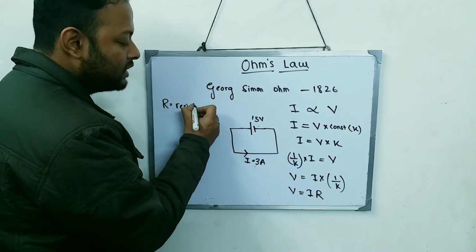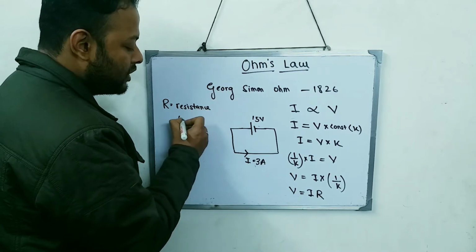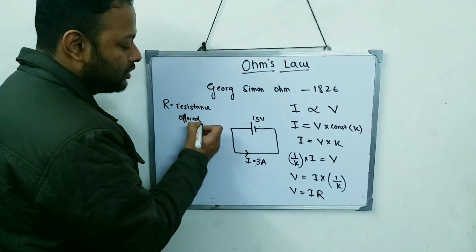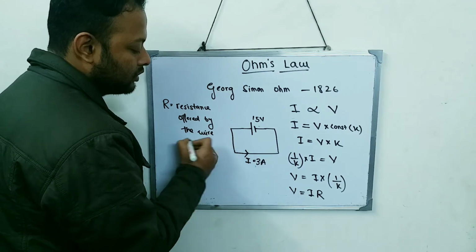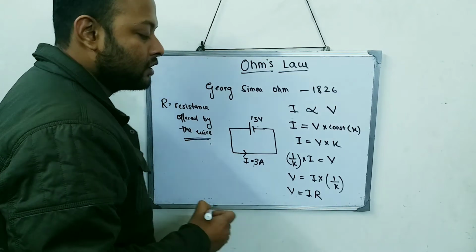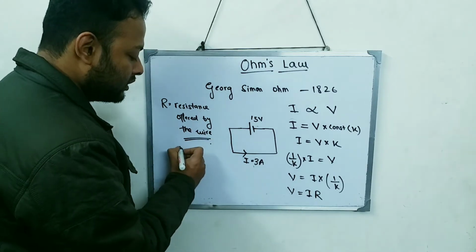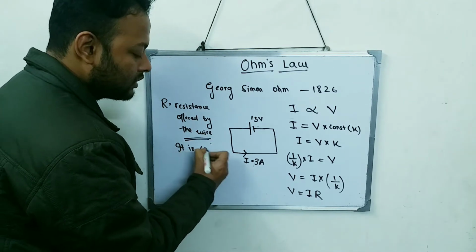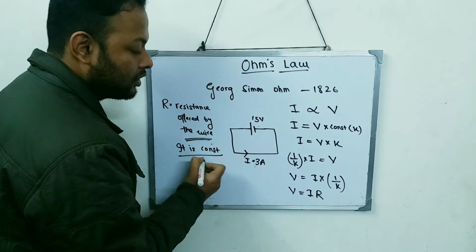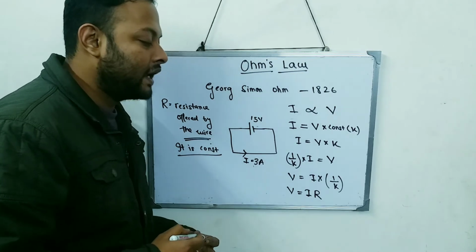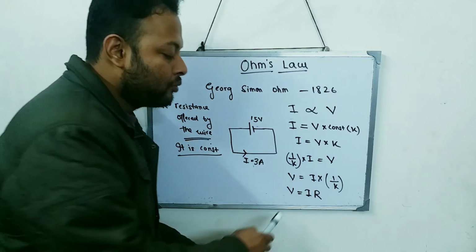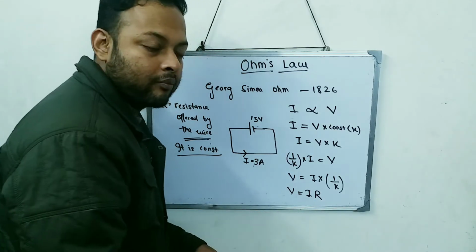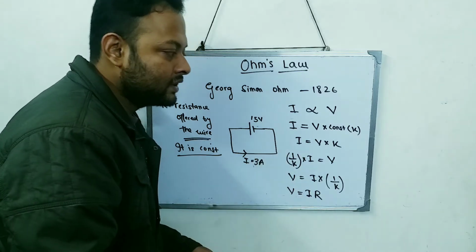So this R is the resistance offered by the wire, and it is also a constant quantity. So V is equal to IR. That is how he derived a relationship between potential difference and current. I hope you understood this derivation.